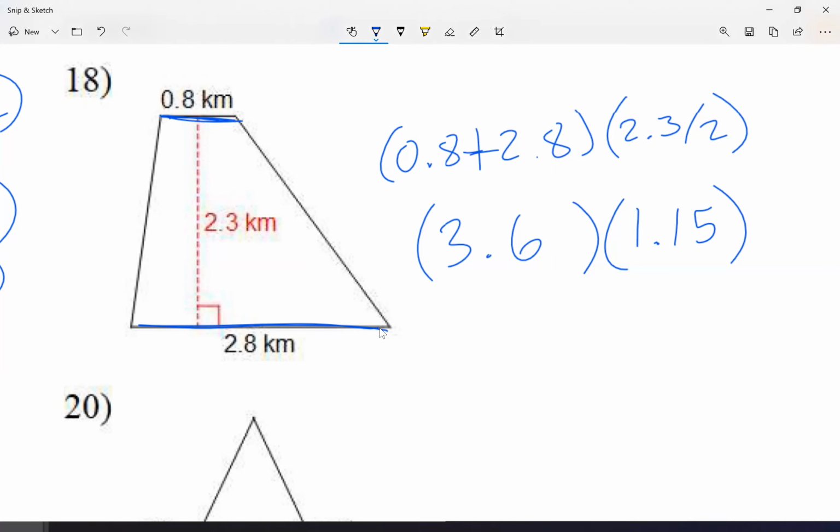Now to finish this, let me multiply my two parentheses, and my result in this case is 4.14. 3.6 times 1.15 will give me 4.14.